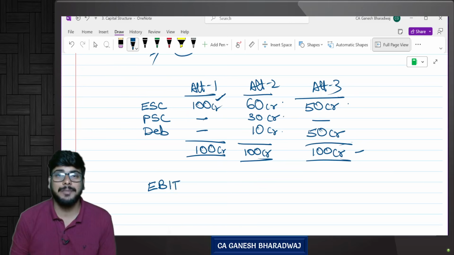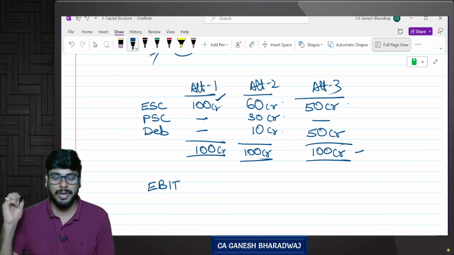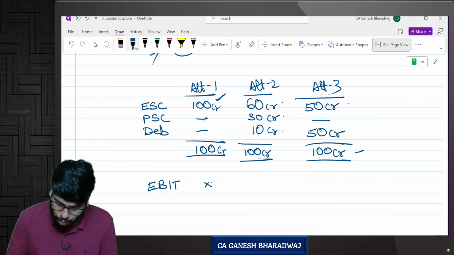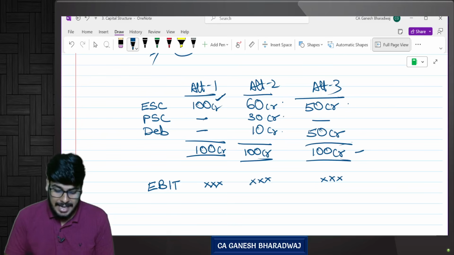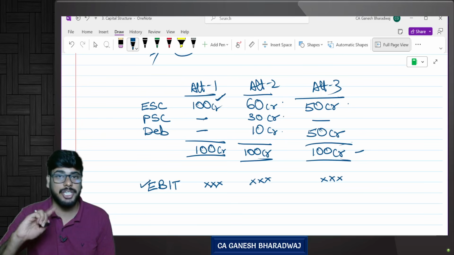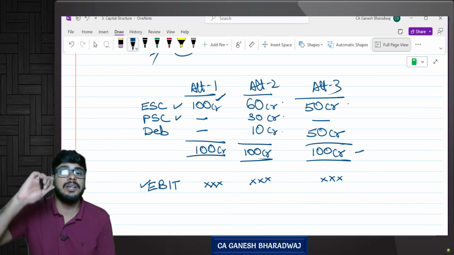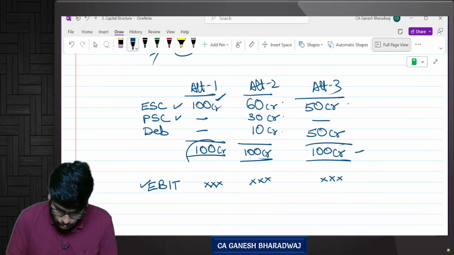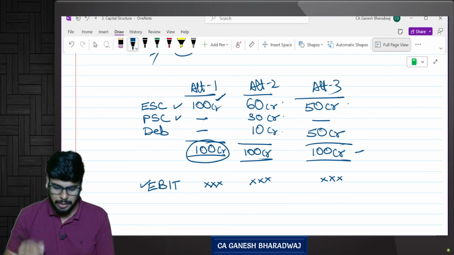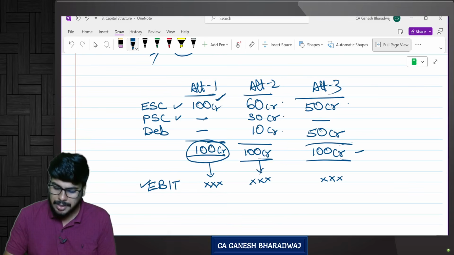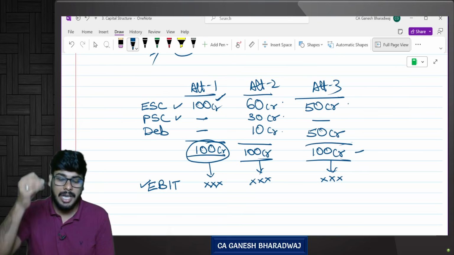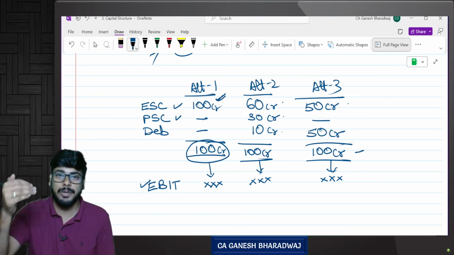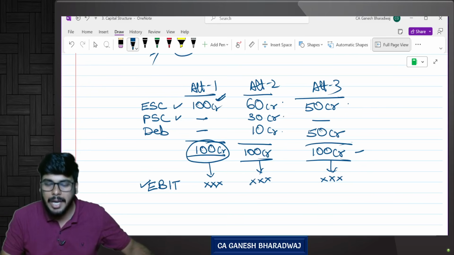EBIT stands for earnings before interest and tax. And earnings before interest and tax will be the same for all these three alternatives. In other words, EBIT will not change because of the capital structure. For the 100 crore rupees, the EBIT will be the same, irrespective of where you have raised it from. Whether I raised the 100 crores from equity, or partly from equity, debt, and preference, still EBIT will be the same.